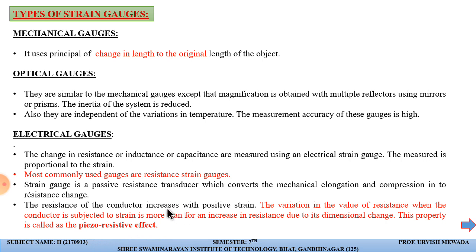Piezo means we are applying pressure, and resistive effect means that by applying the pressure the dimension of the material will change, and so its resistance will change. That's why it is called the piezoresistive effect. So it is a property of the material, and we use that principle and property of the material for the measurement of strain as well as stress.